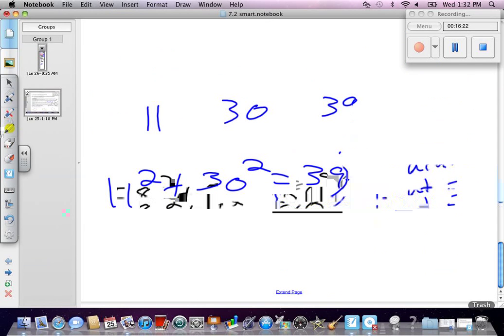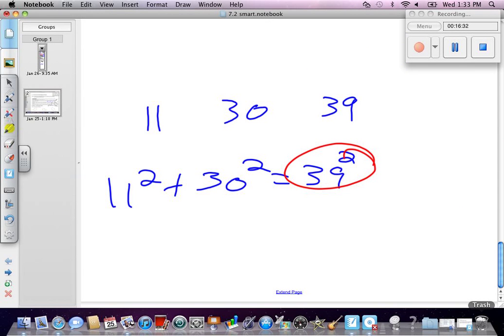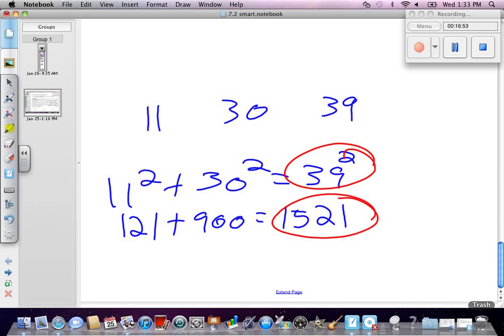Okay. Abby, which one's the hypotenuse? That one. What number is it? 39. Okay. So, we get 121 plus 900 equals 1,521. Do we have to write these down if we get it? Yes. Which one, Abby, is the hypotenuse still? One below 39. Okay. All right. 121 plus 900 is 1,021.